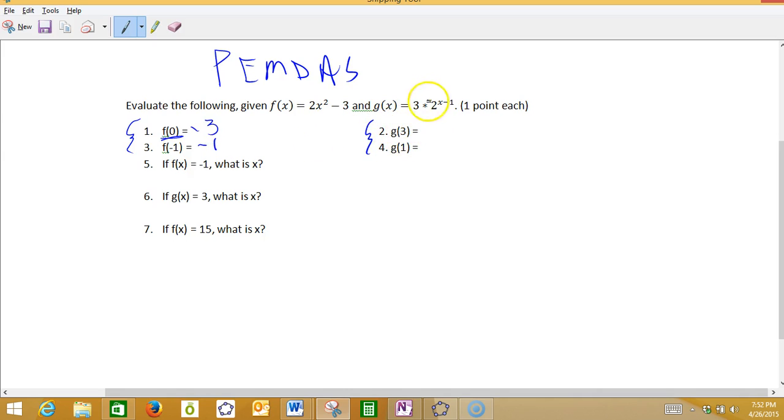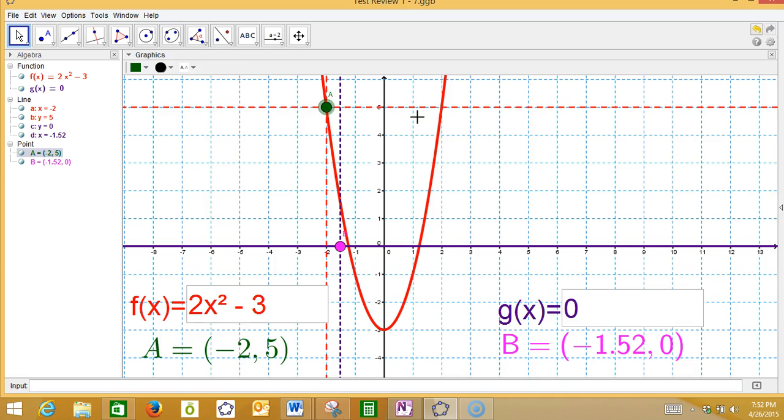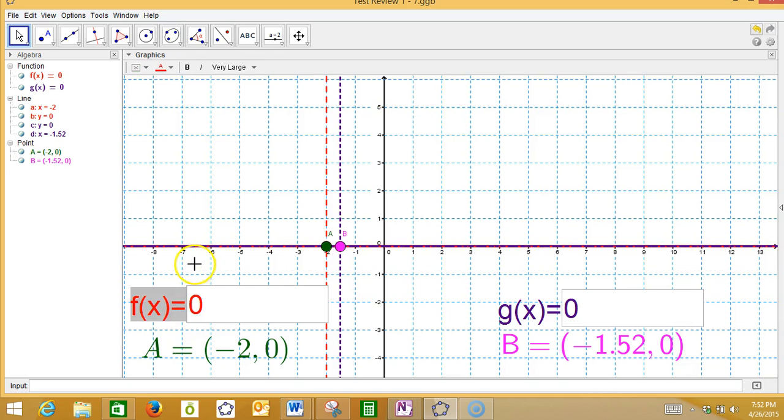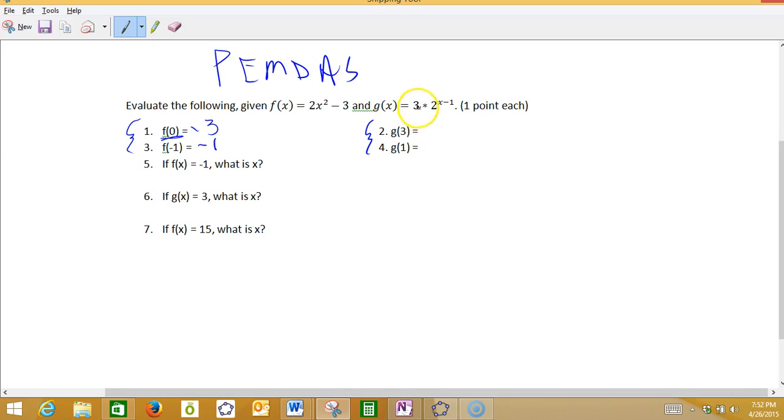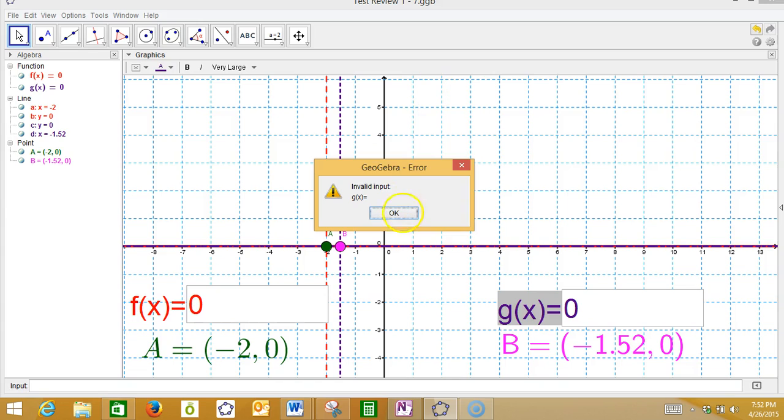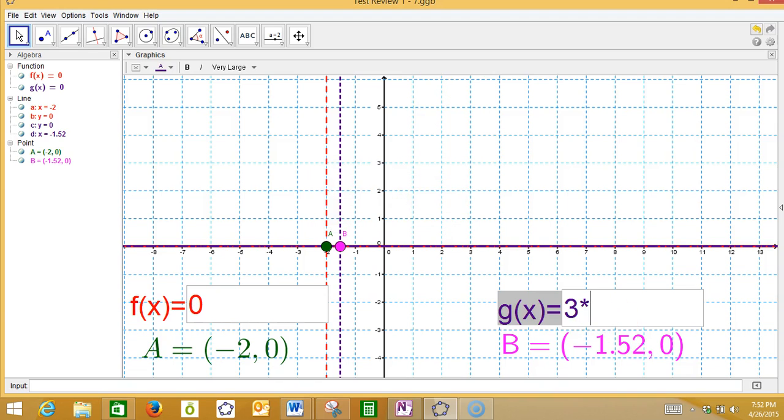Okay, 2 and 4 are taking the g function. So I'm going to go back to this graph. I'm going to hide my f function, make it that 0 line. g of x is now, what do we got? 3 times 2 raised to the x minus 1 power. The power is an expression: whatever we put in for x, we're going to take away 1. So I want to make sure that I keep that in parentheses, and it keeps that power together here. So 3 times 2 raised to the x minus 1.